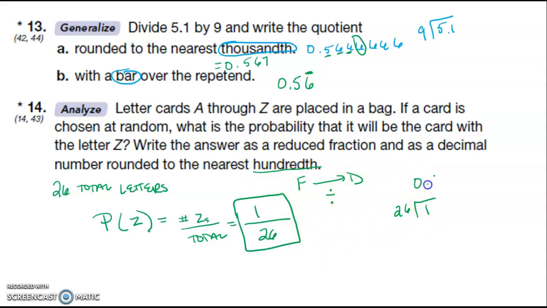So this equals 0.0384615, and so on. So tenths, hundredths. I'm going to look at this one. This is greater than 5, so I'm going to round this up. So this is my answer.